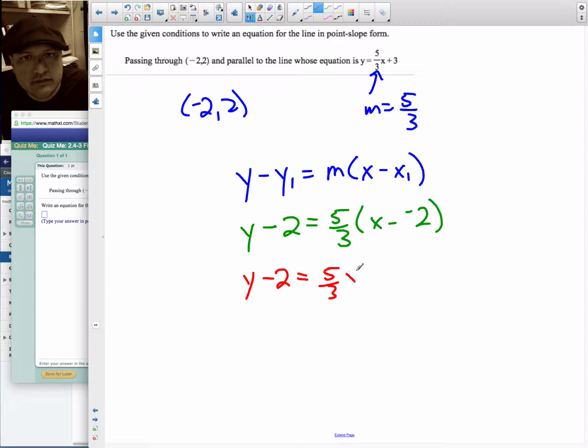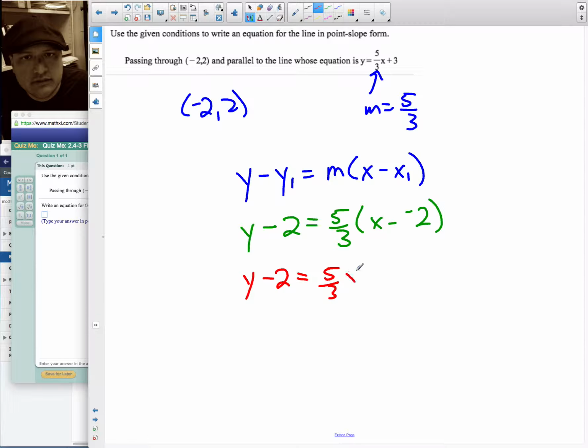So y equals, notice it has the same slope, 5/3 x. Oh, we have to write the y also. y equals 5/3 x plus 16/3. Oops, I got it wrong. I went too fast. Well, guess what? We're going to get a little bit more review.